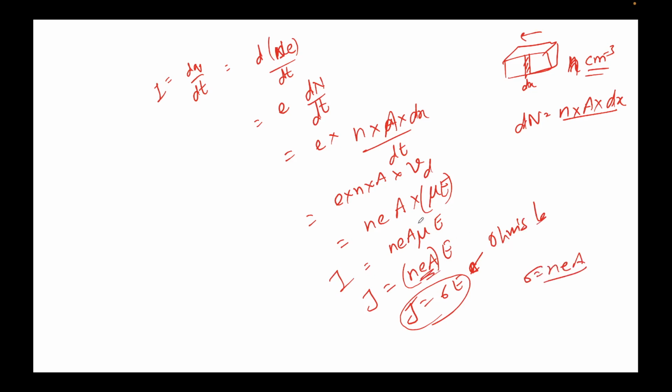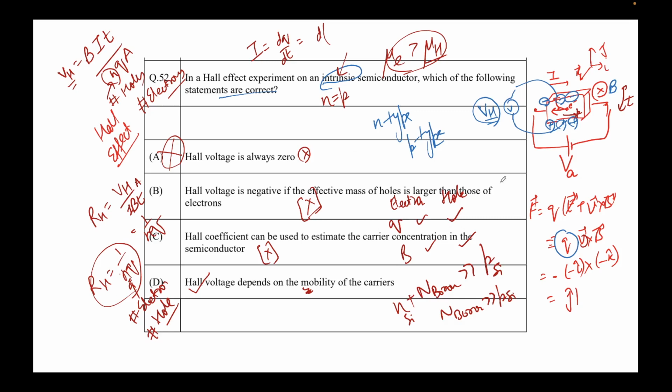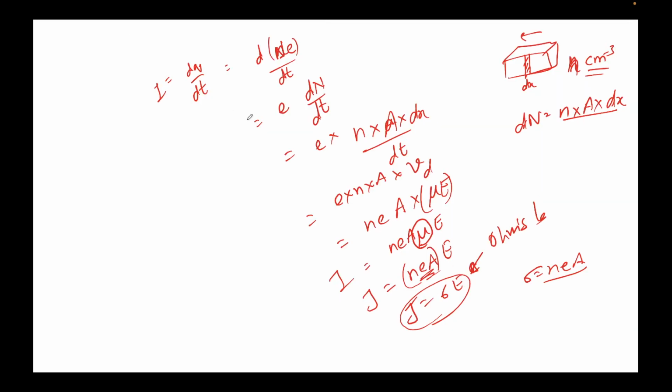Now you see that in the expression of current, there is a term called mobility. You see this? So if I take this back, where was the current? I was here, correct? I must replace this I by the expression that we derived. So I'll write it again. VH was BIT over NQA. I'll write I as n e A mu times E into thickness T over NQA. So you see here the mobility term survives. Can you see that? This term.